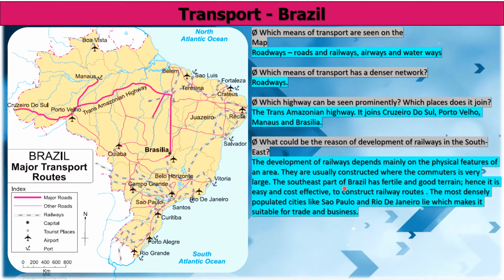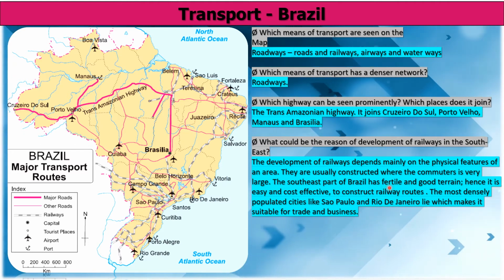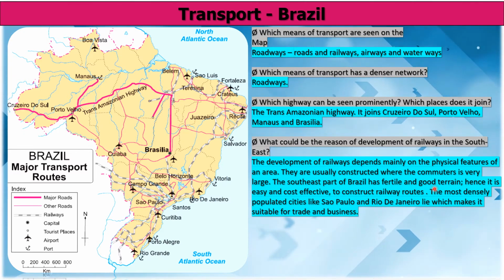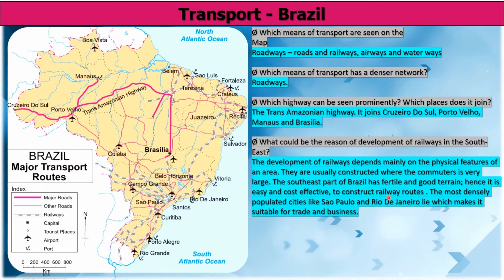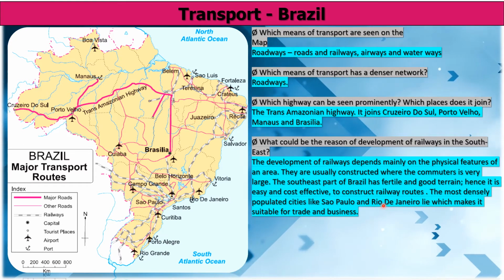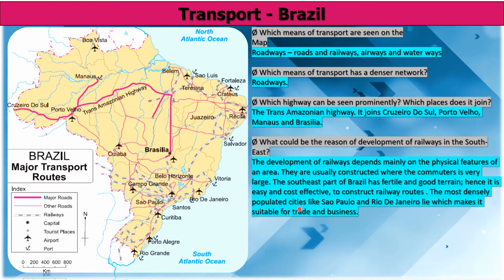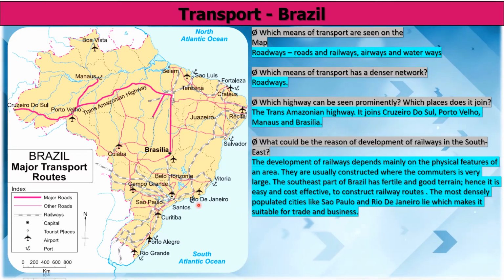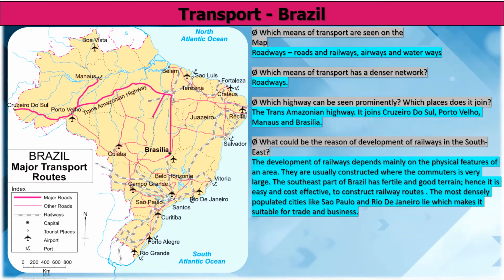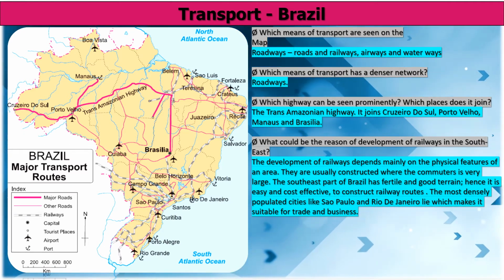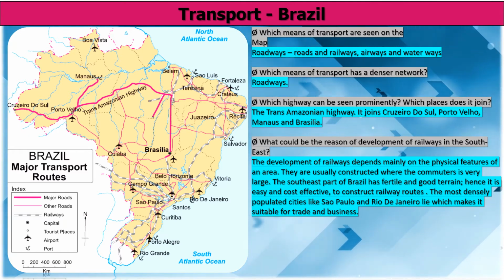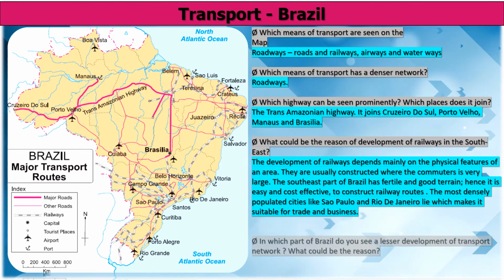The southeastern part of Brazil has fertile and good terrain. Hence, it is easy and cost effective to construct railway routes here. The most densely populated cities like Sao Paulo and Rio de Janeiro lie in this particular area, which makes it suitable for trade and business purposes.